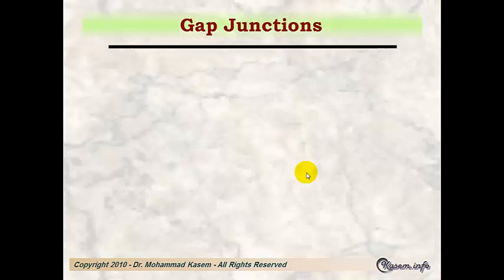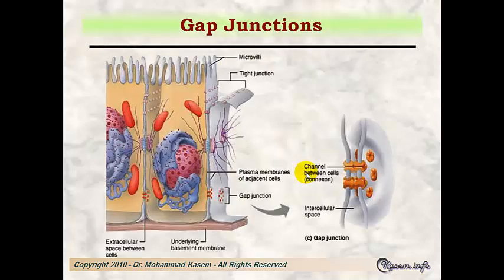The other type of junction is the gap junction. In the gap junction, there is a physical or true connection between the two cells. The gap junction is also called a connexon. It is formed of connexins, the proteins that form a physical channel between two adjacent cells that allows passage of molecules between two cytoplasms.